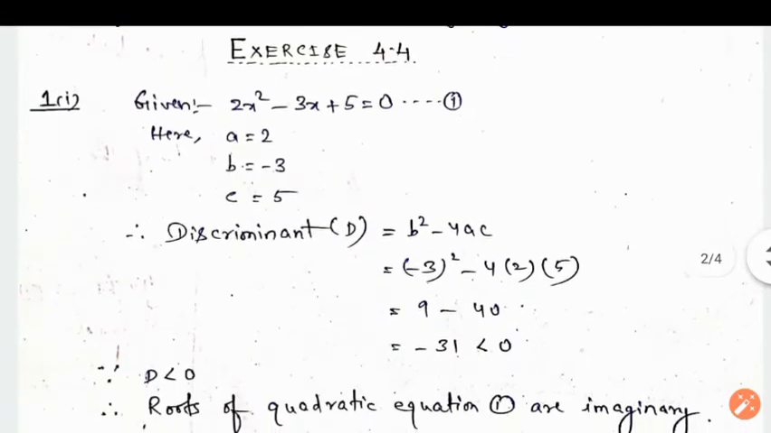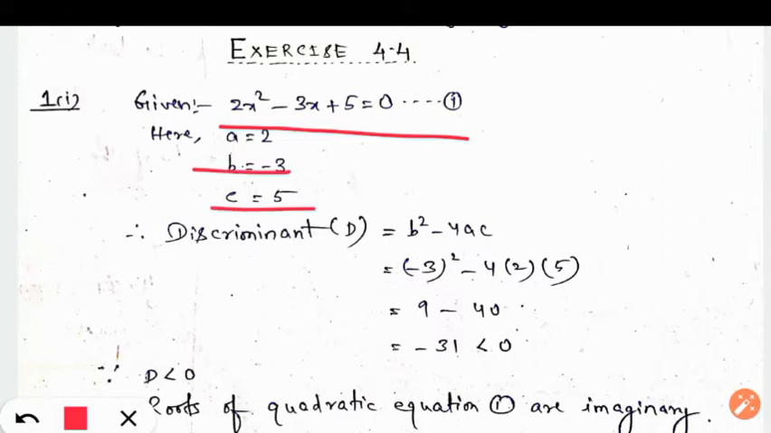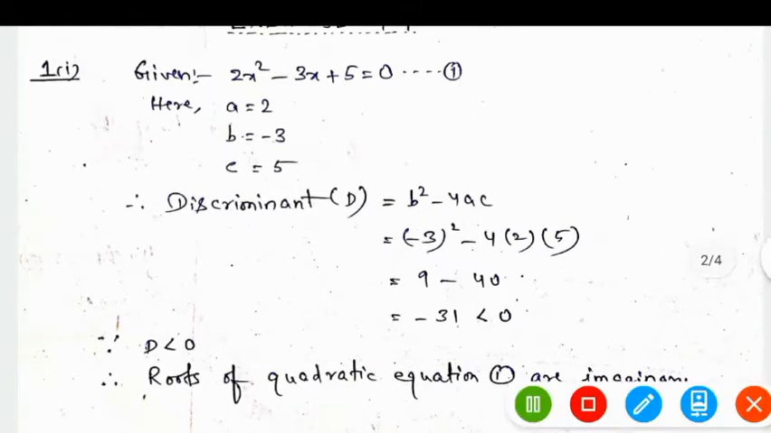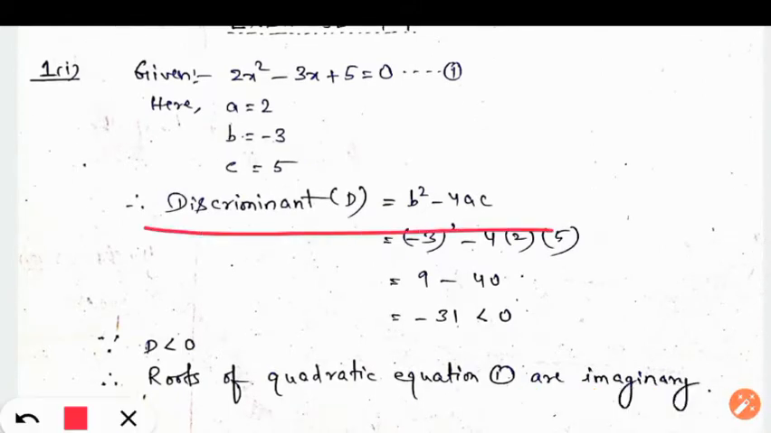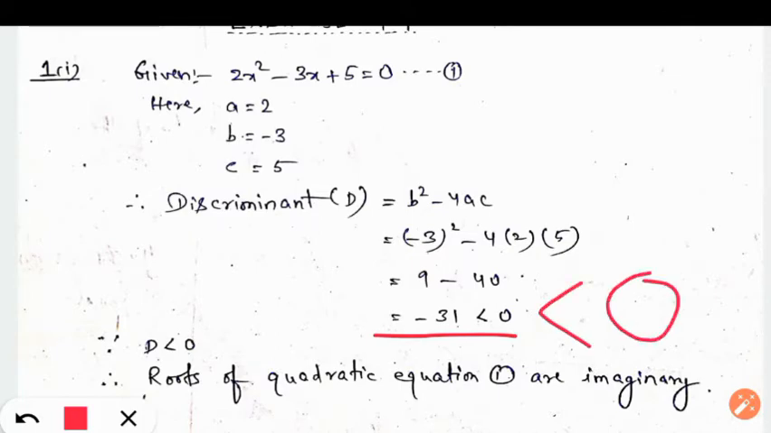So here we have part 1. What is given in the question: 2x square minus 3x plus 5 equals 0. Here what is a? Coefficient of x square, 2. What is b? Minus 3. And what is c? 5, right? Therefore, what will be the value of the discriminant? b square minus 4ac. You know what b, a and c are, so put them in the formula. What I got is minus 31, which is less than 0, right?